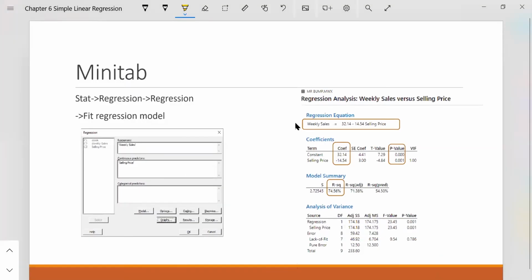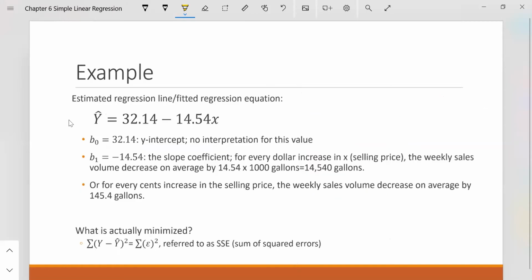So let's go back to the PowerPoint slides and continue our discussion. And here we are. On the right-hand side, you see the same output as we saw in Minitab, and I circled all the numbers that are important for us in terms of this output. On the top, you see the regression equation, and then the next table is the coefficients. They are the estimates for beta 0 and beta 1. And in the next table, we see the model summary. So we're gonna go through everything one at a time.